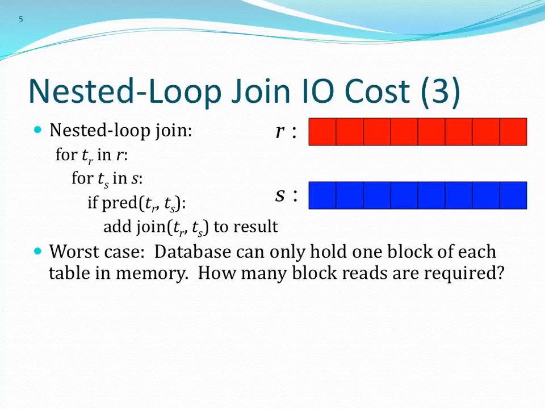Now let's say that the database can only hold 1 block of each table. So I can only hold 1 block of R and 1 block of S. And I'm sad. So how many block reads are required?